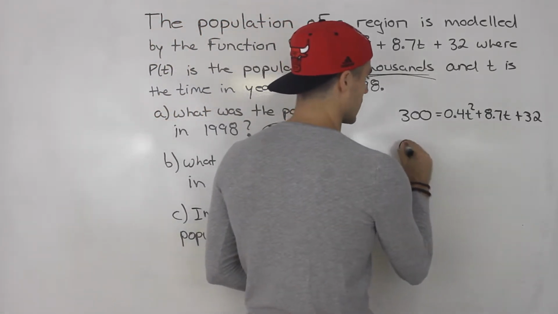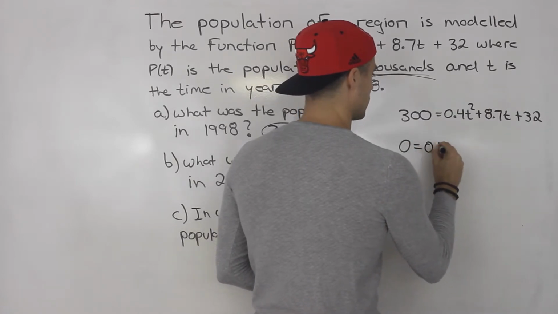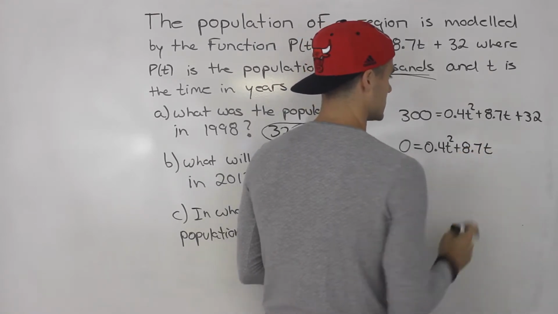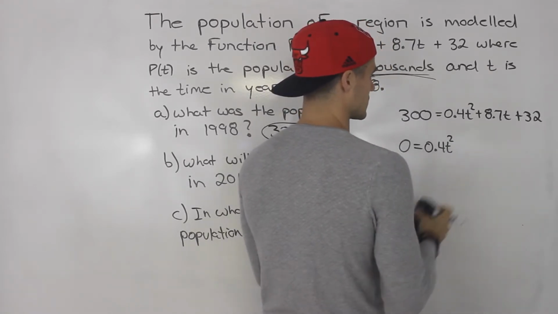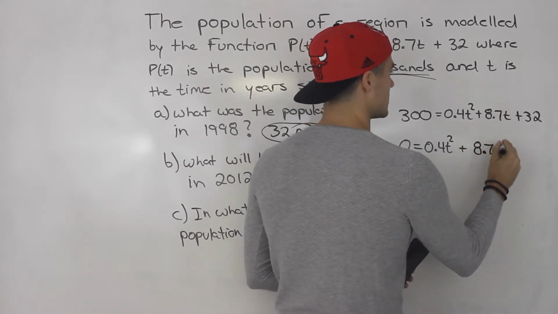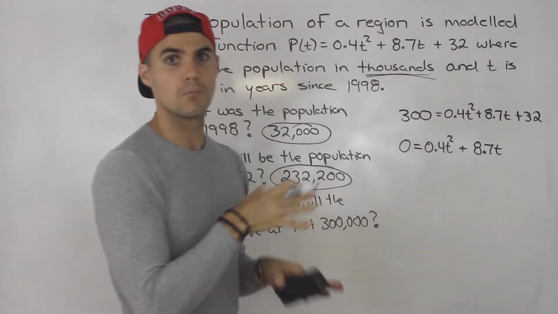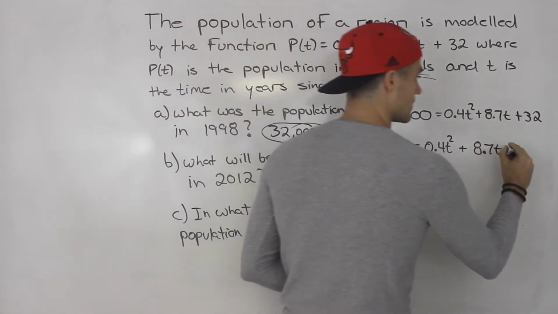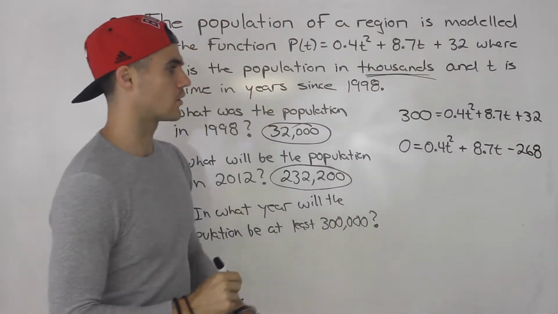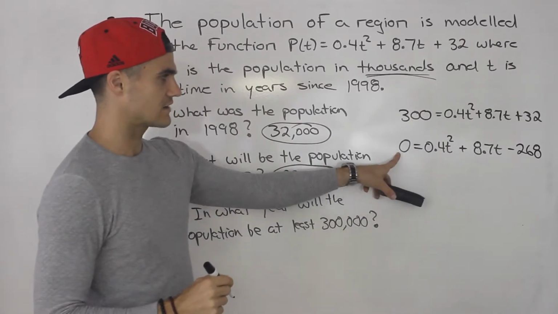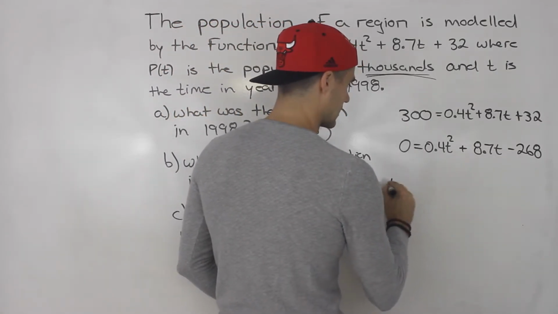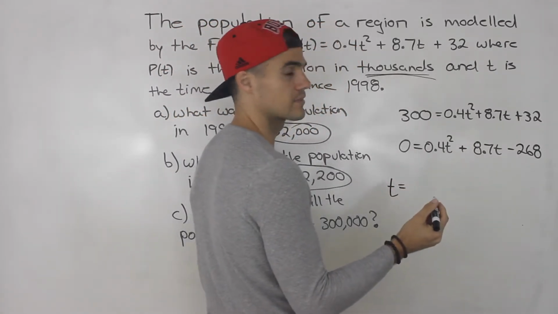So you would put in 0 equals 0.4t² + 8.7t. You know what, let me space these out. I hate using the variable t because I always confuse it with a plus, so 8.7t. And then bring the 300 over, 32 minus 300, that gives us negative 268. Right, so we just have a quadratic equation to solve here. And you could try to factor this. I don't think it's going to factor smoothly, so I wouldn't recommend it. I would just throw this in the quadratic formula at this point.